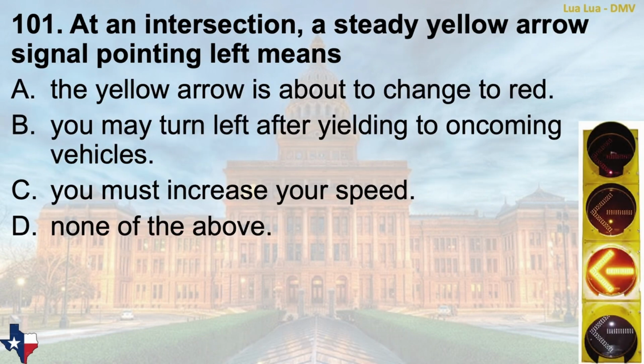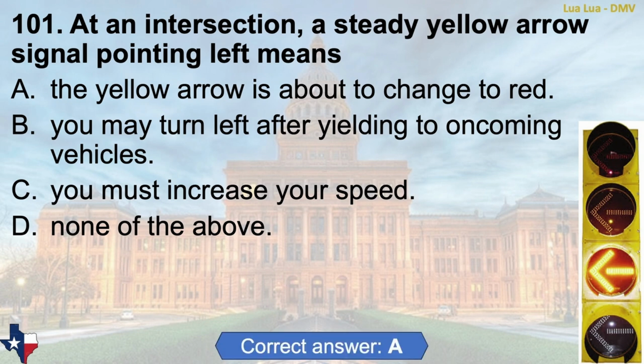Question 101. At an intersection, a steady yellow arrow signal pointing left means: A. The yellow arrow is about to change to red. B. You may turn left after yielding to oncoming vehicles. C. You must increase your speed. D. None of the above. The correct answer is A. The yellow arrow is about to change to red.